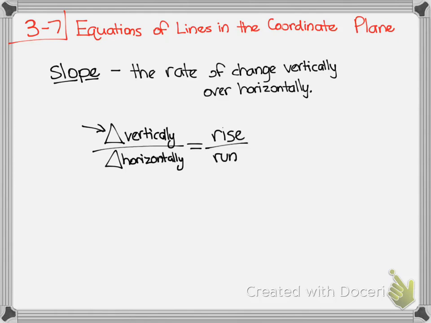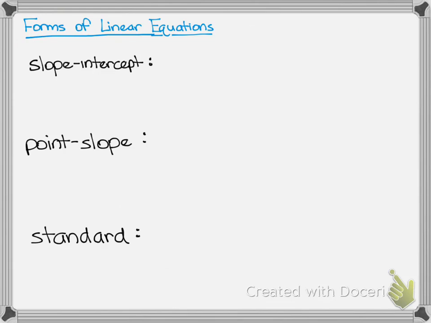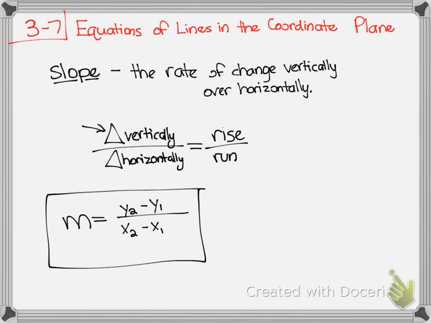Okay, and then the formula we have for slope, remember we denote slope m, would be y2 minus y1, so the difference in the y's, over the difference in the x's, x2 minus x1. Okay? So that's what slope is, and that is our equation for slope.